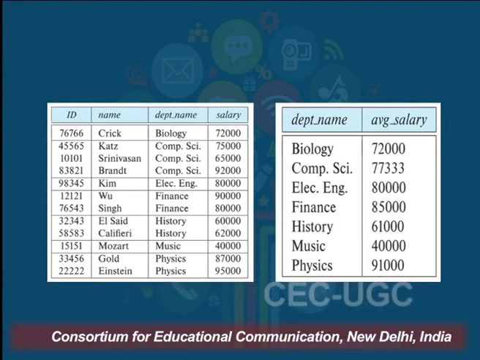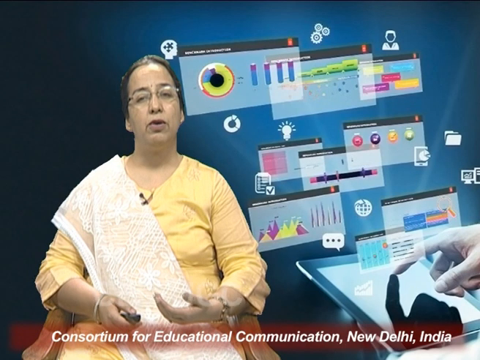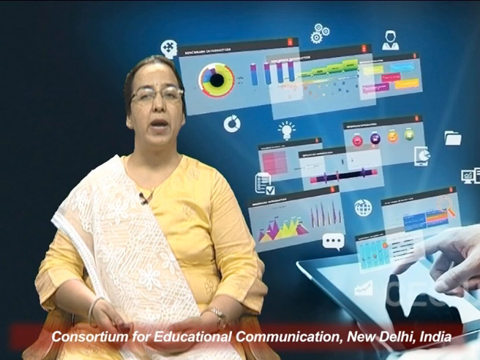So, you can see the grouping on the basis of department name, and after grouping, the average salary is determined and written here. So, this is the use of an aggregate function along with the group by clause.